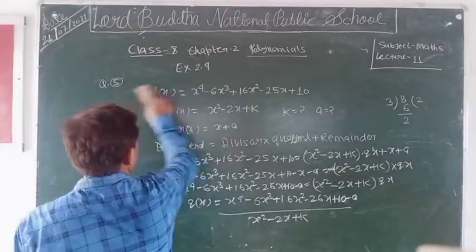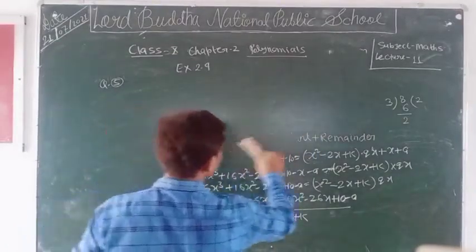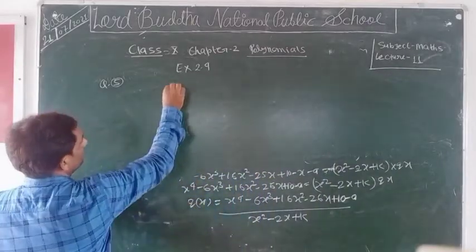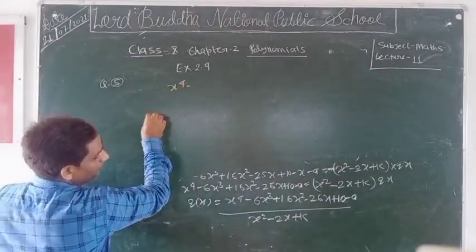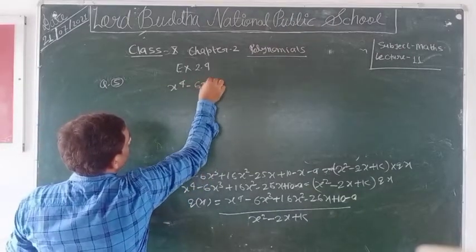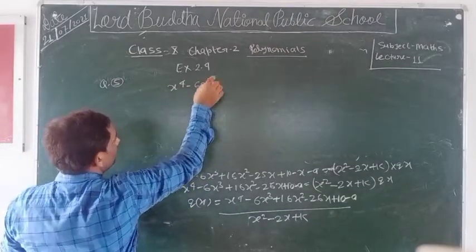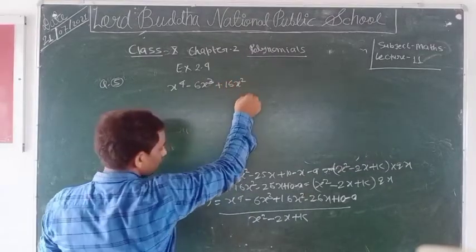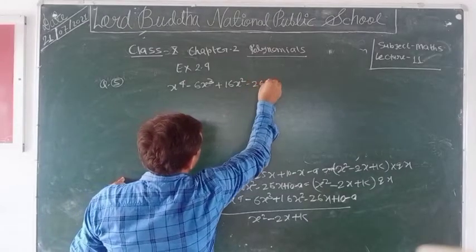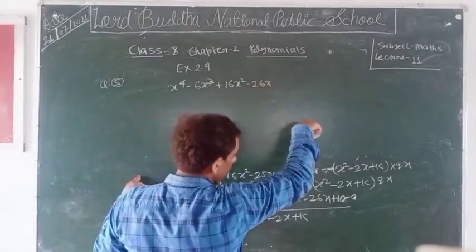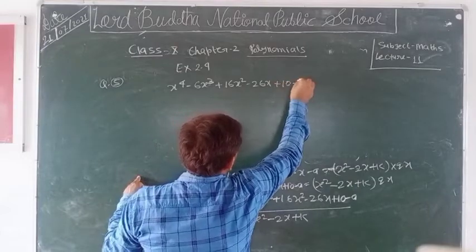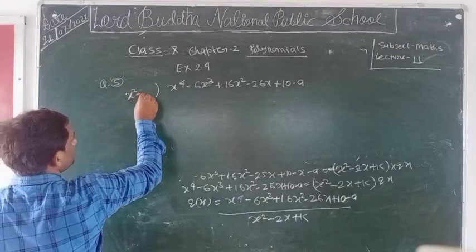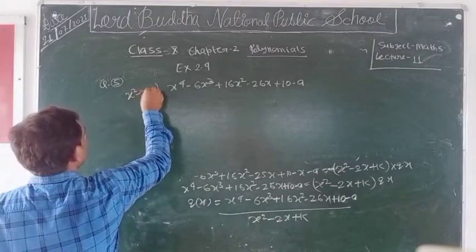Now we see the step by step division. x power 4 minus 6x cube plus 16x square minus 26x plus 10 minus a is divided by x square minus 2x plus k.